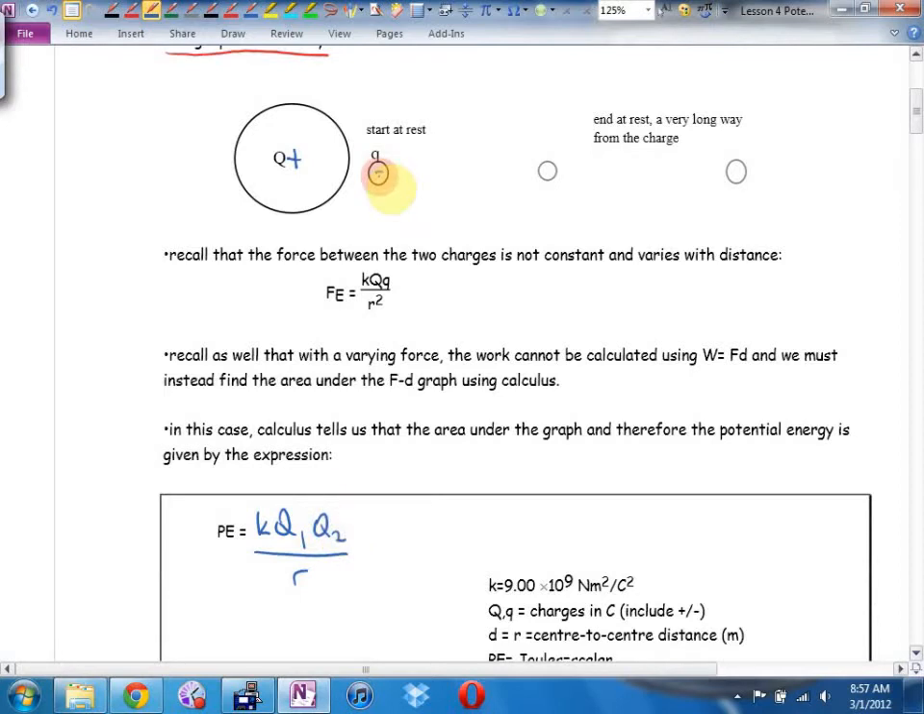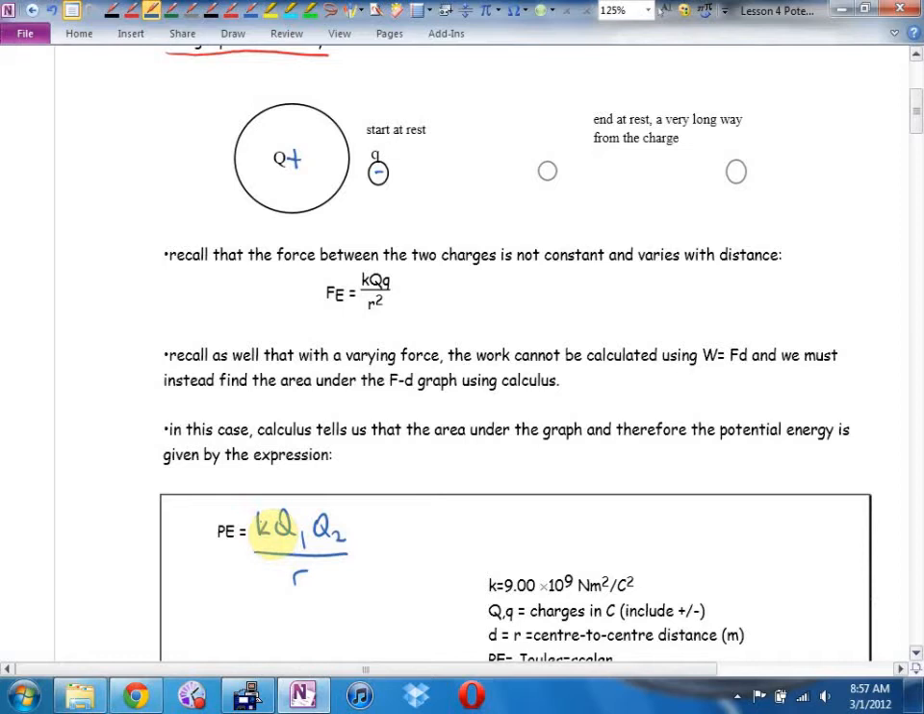Stay with me. As I move it further away, I'm adding energy, I'm adding energy, I'm adding energy, and I end up at zero, which means I must start out at negative. Because if I have a negative number and I go plus, plus, plus, plus, plus, that's the only way I can get to zero. Okay. Unlike charges have negative energy, and that's why we don't need to put a negative in front. The negative will be introduced by the polarity, by the sign of the charges.